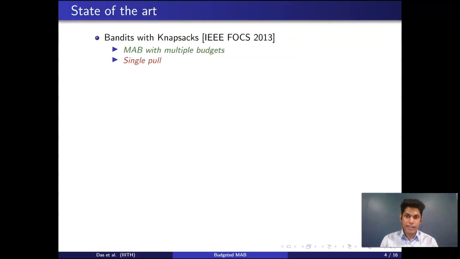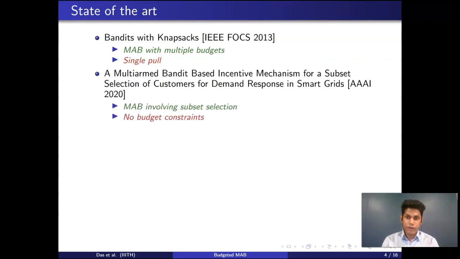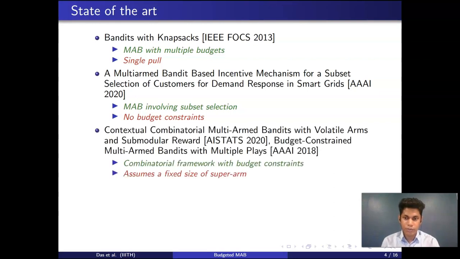Now, of course, a lot of work has been done in the past on budgeted bandits as well as combinatorial bandits. Starting with this paper, Bandits with Knapsacks. This deals with multi-arm bandits which have several budget constraints, several resources, each having a budget constraint. The problem here is that they only deal with the single pull setting. That is not enough for us. The paper, a multi-arm bandit based incentive mechanism for a subset selection of customers for demand response and smart grids, involves subset selection. However, there are no budget constraints. That is once again not useful for us.